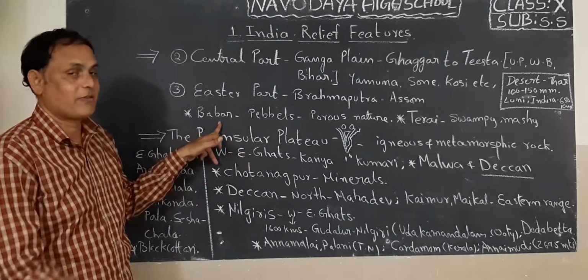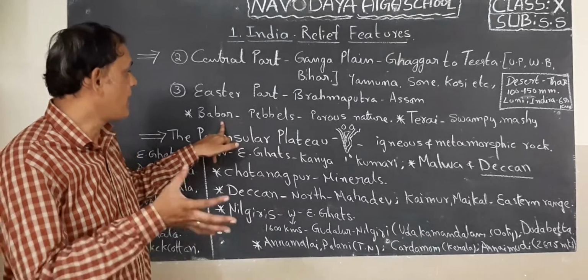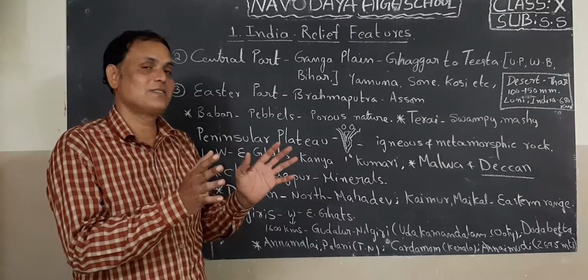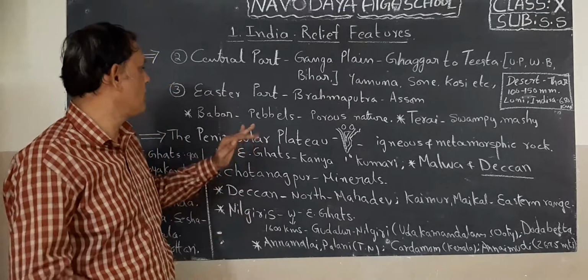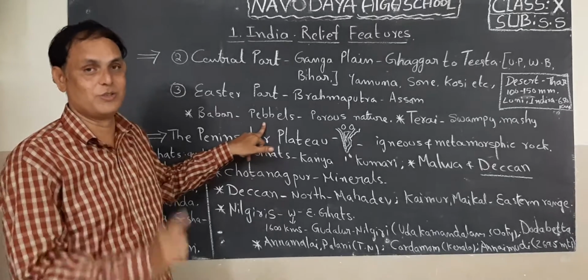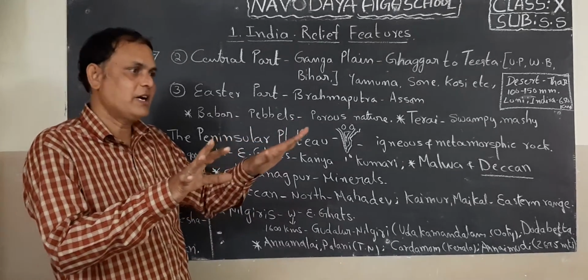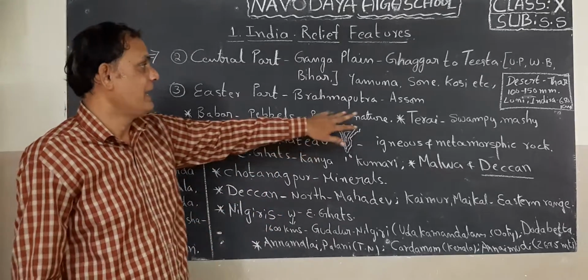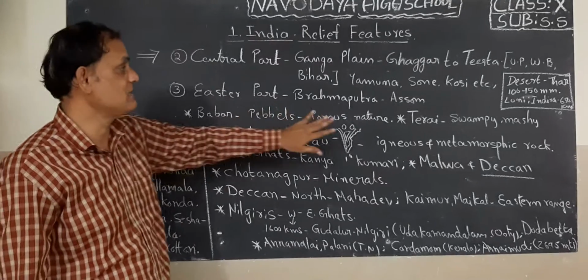So Babar, what is it? What is the meaning of Babar? Babar is pebbly and porous land. Pebbles means small stones, children. This is one type of land, located and spread along the foothills of the Himalayas. Next one, the lower part. This is the high part, and this is the lower part.